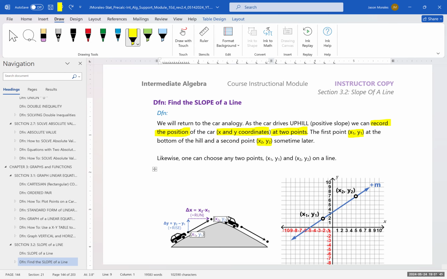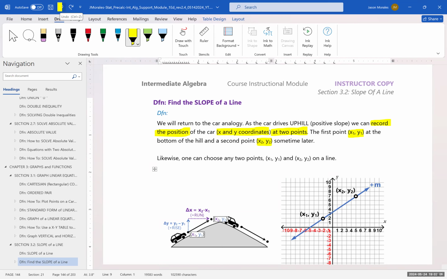Well, you can see the car at the bottom of the hill, and there's a little dot in front of the car, and I've labeled that dot x1, y1, and it travels up almost to the top of the hill, and I've got another dot, and so that dot is a point with the x and y coordinates x2, y2.